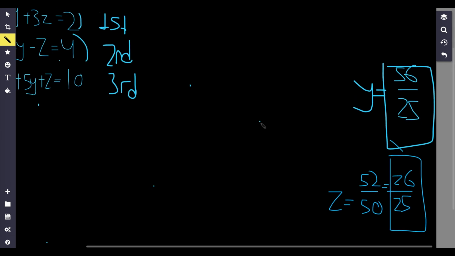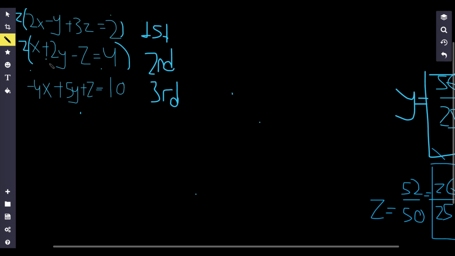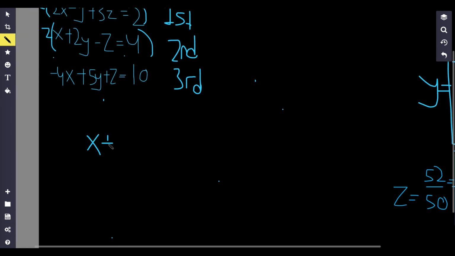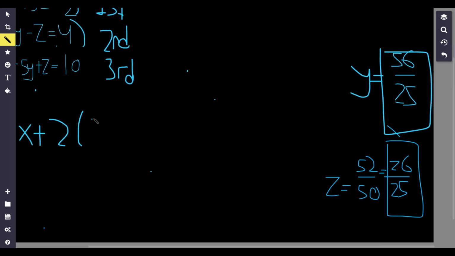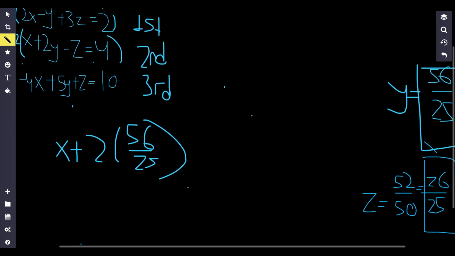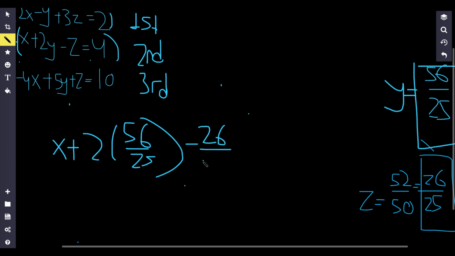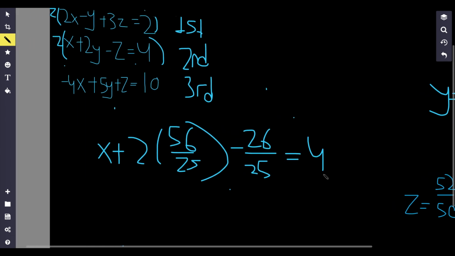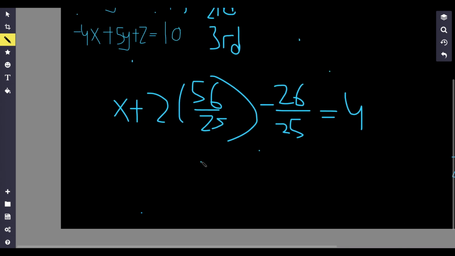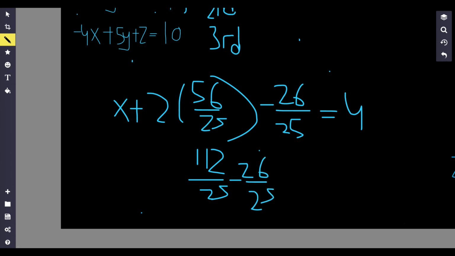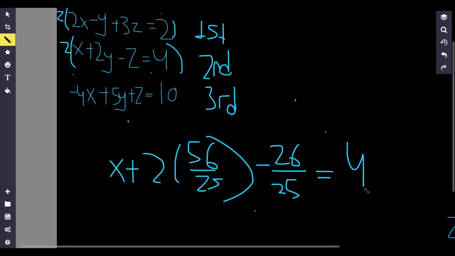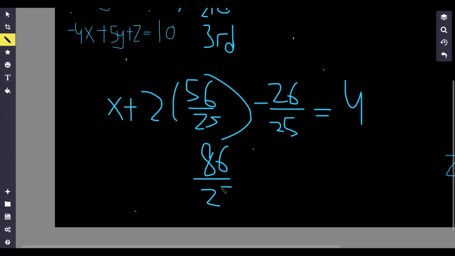Let's substitute it back into one of the equations. Let's just say we substitute it back into the second equation. So we have x plus 2y, so 2 times 56 over 25, and then minus z, so minus 26 over 25 is equal to 4. 2 times 56 is just going to be 112 over 25 minus 26 over 25. And then you can simplify this into 86 over 25.